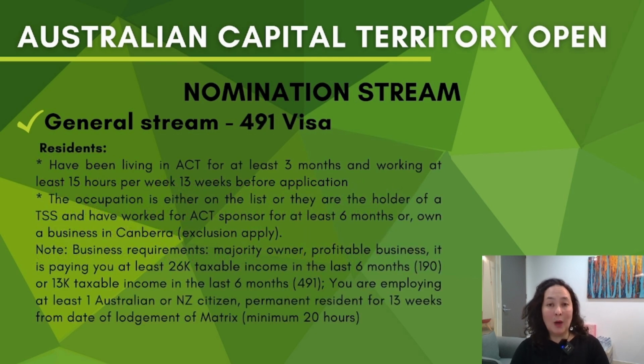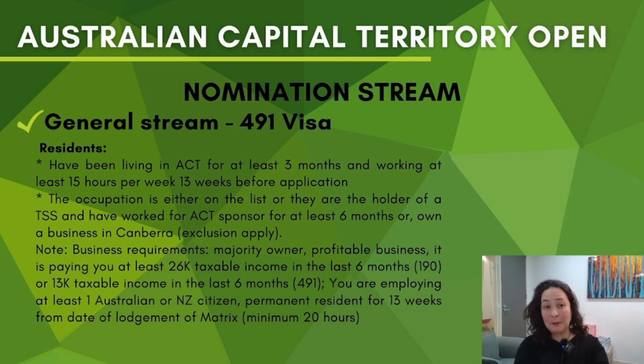For the 491, the criteria is similar, but it's a shorter amount of time. So you must be living in Canberra for at least 3 months and working for at least 15 hours in the last 13 weeks before the application. The occupation must be either in the list, unless you are the holder of a TSS. And I have a note in there that applies for both the 190 and the 491.